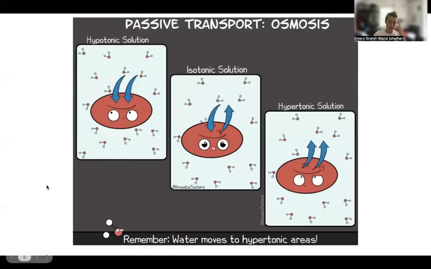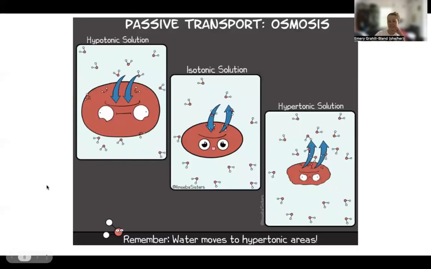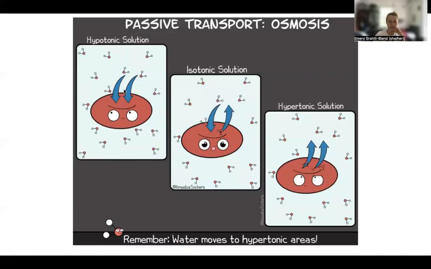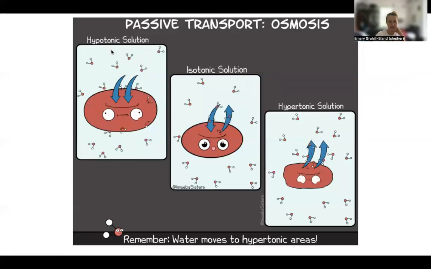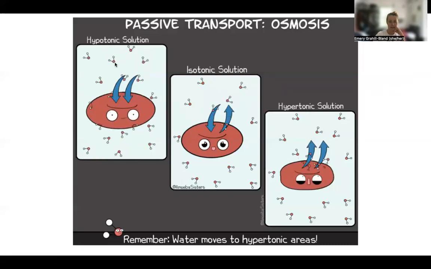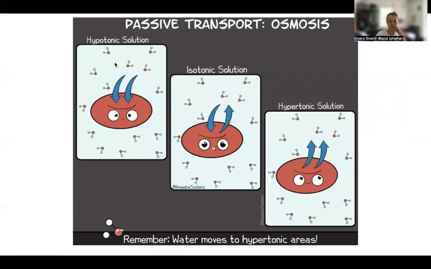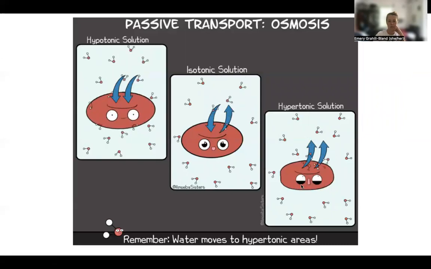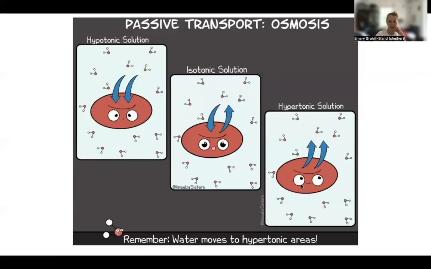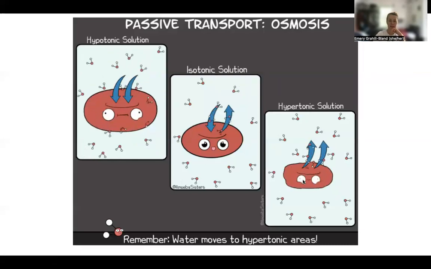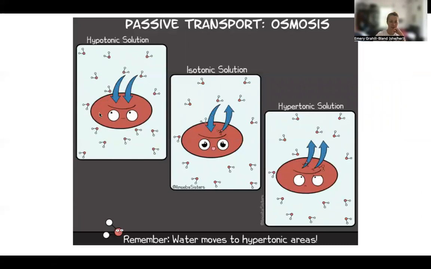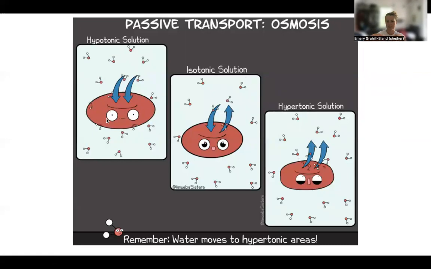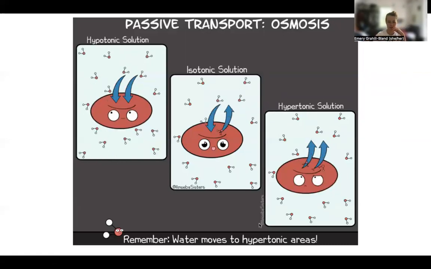So here is just a cute little GIF of where water is moving in terms of hypotonic, meaning that the cell is in a solution that has less molecules in it than it does, or isotonic, where it's equal, or hypertonic solution where the water would be exiting the cell. In hypotonic, the water is entering the cell because there's more water outside. In hypertonic, the water is exiting the cell and the cell shrivels.